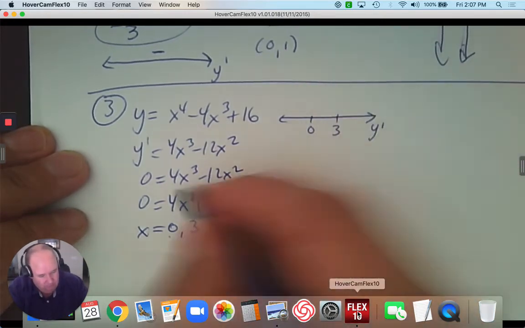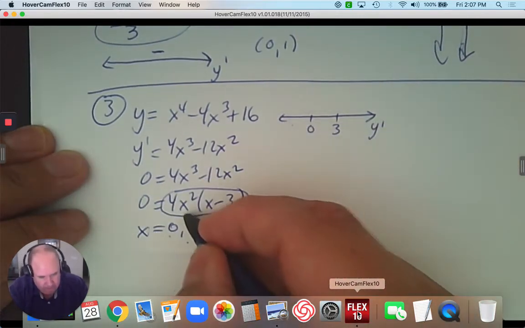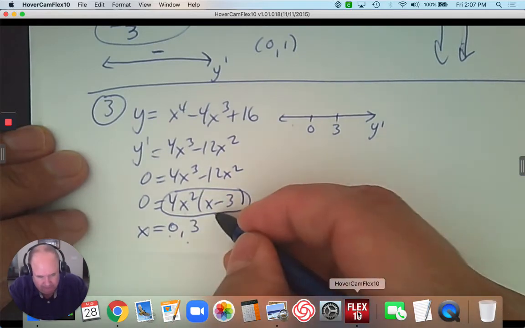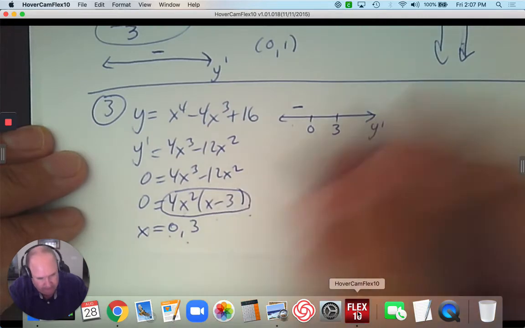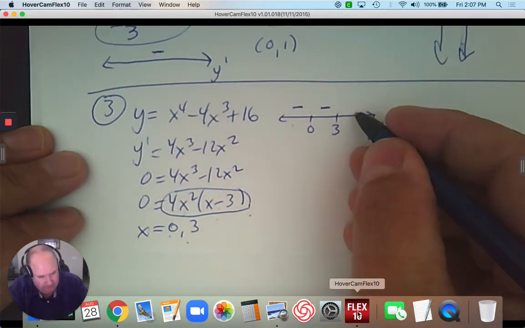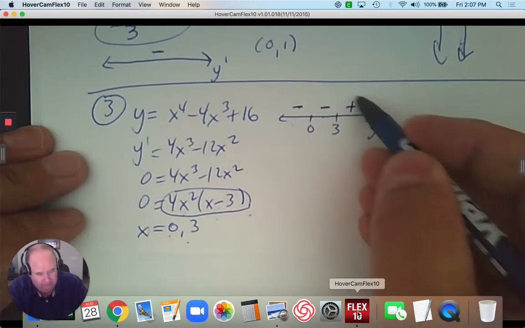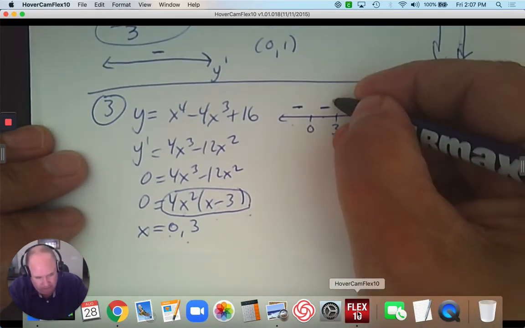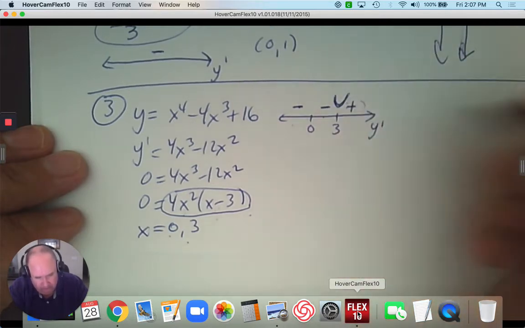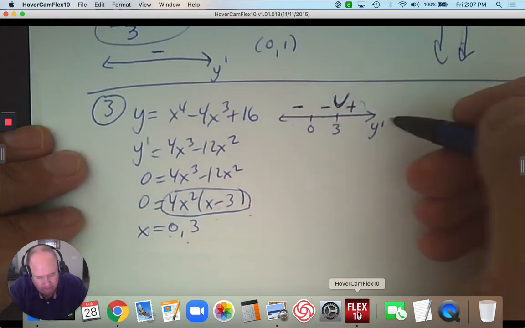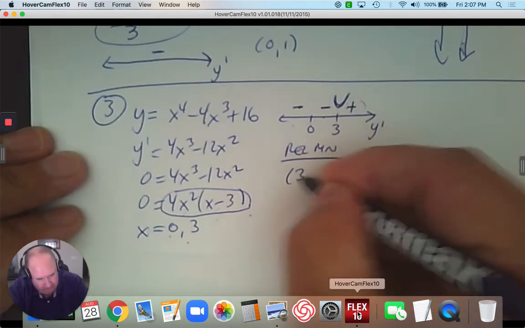Plug in to the second derivative. The factored form might be easier. A negative number will be positive times a negative. Plug in positive 1, a positive times a negative, and then any number bigger than 3 will give you a positive answer. So it decreases, and then it only increases here. So there's only one turning point. So at 3 is a minimum. It decreases and then increases. There is no turning point at 0 because the signs didn't change. So we only have a relative minimum, and it's when x is 3.